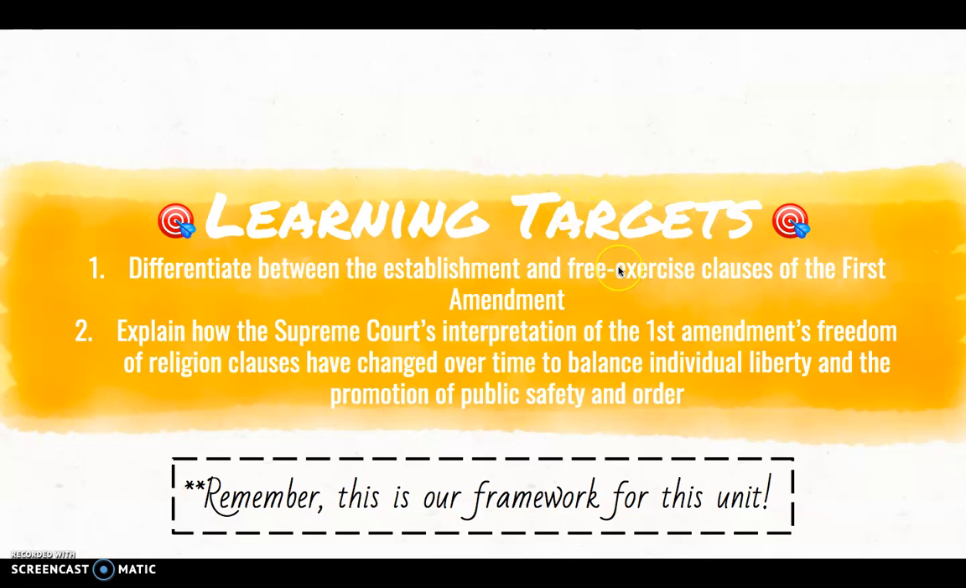So our learning targets are to differentiate between the establishment and free exercise clauses of the First Amendment. Those are the two clauses that deal with religious freedom, and explain how the Supreme Court's interpretation of the First Amendment's freedom of religion clauses have changed over time to balance individual liberty and the promotion of public safety and order. And remember, this is our framework for this unit.